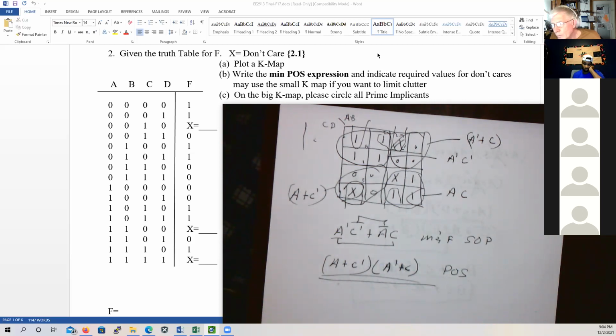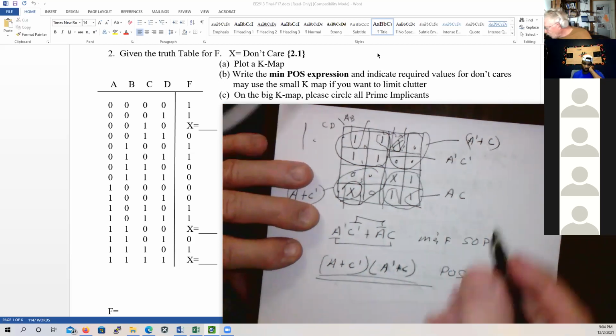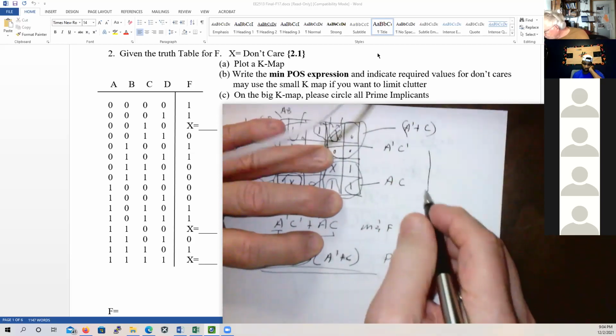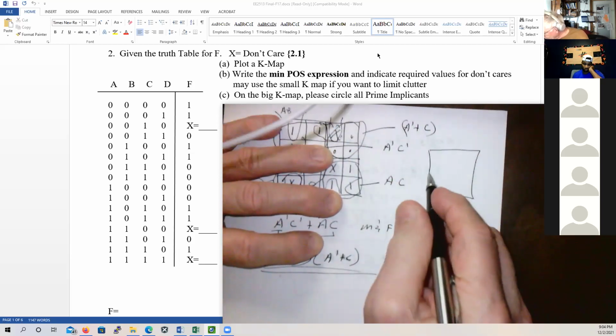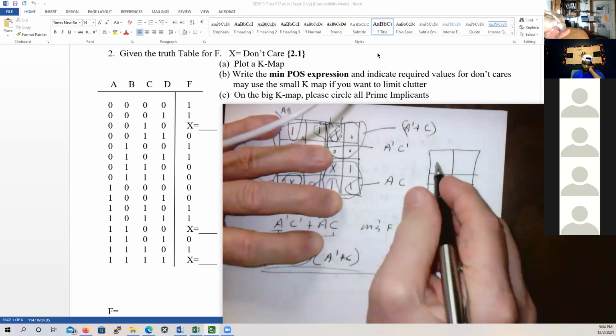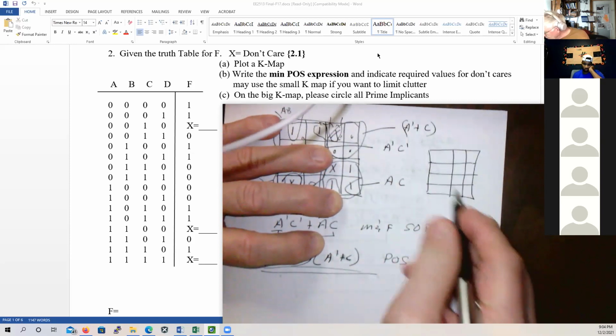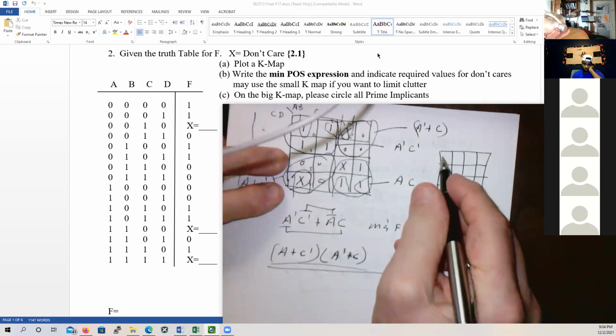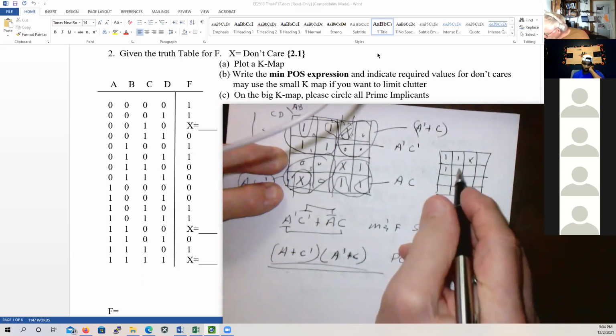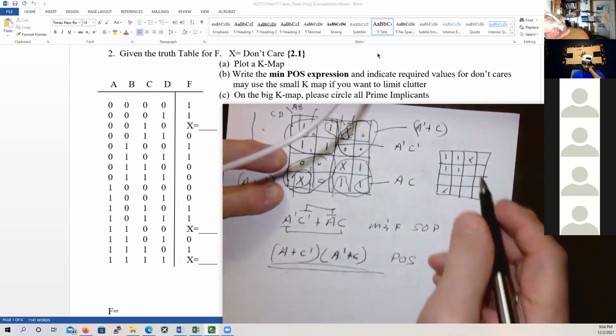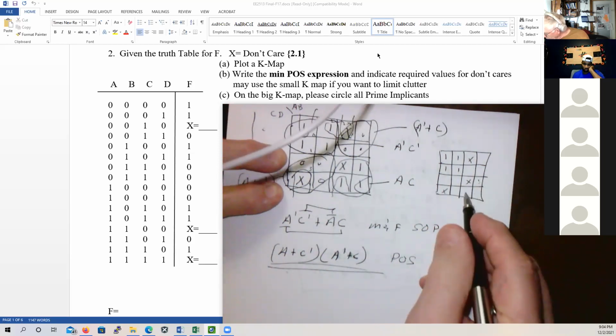Do we need all the other extra prime implicants on the test? No, if I say circle all the prime implicants, not the zeros, just the ones. So if we draw this again, we'll just draw it smaller and quicker. We have 1, 1, X, 1, 1, X, X, 1, 1, 1.